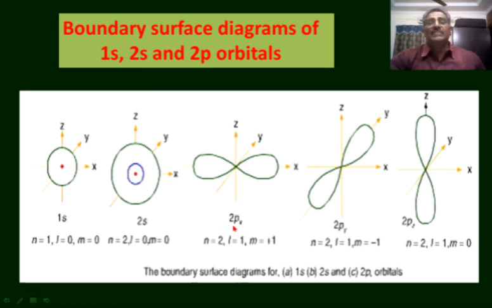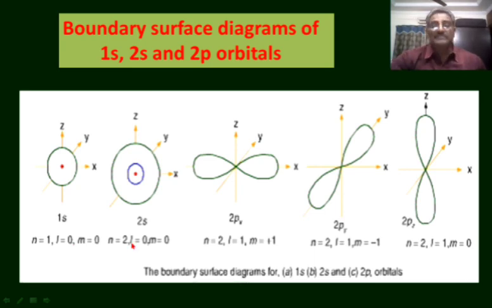The L equal to 1 value starts from the second main energy level. So p orbitals are present from the second main energy level only. There is no p orbital in the first main energy level, as there is no possibility of L equal to 1 in the first main energy level.